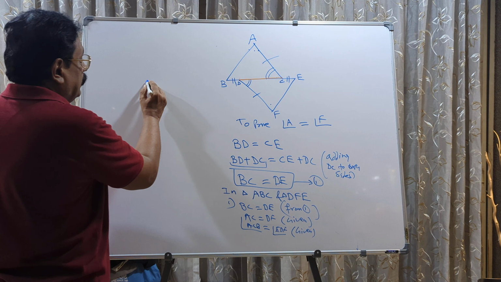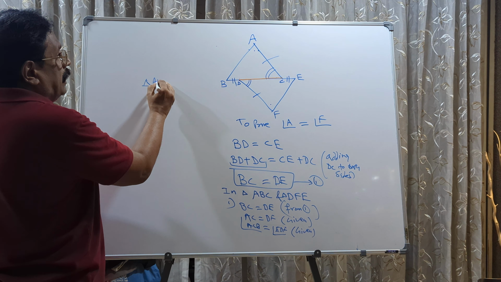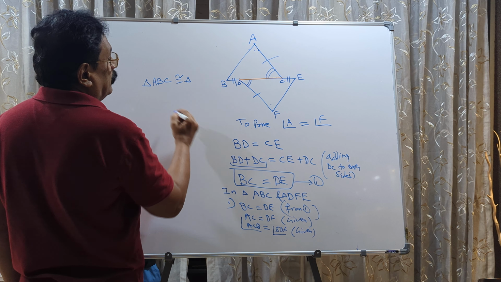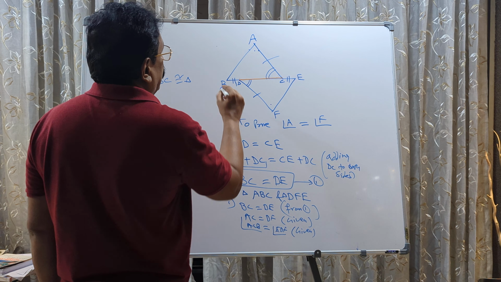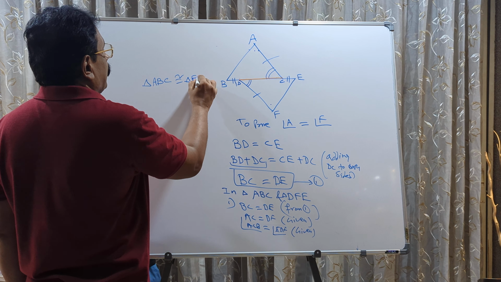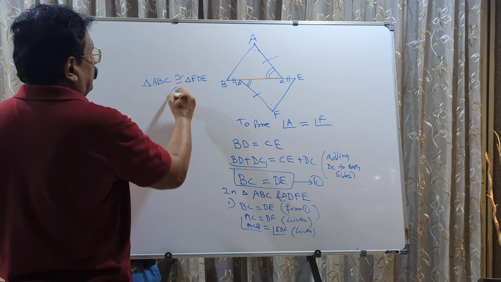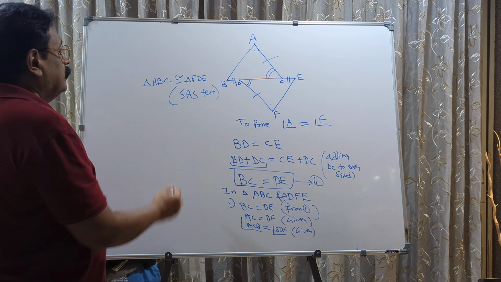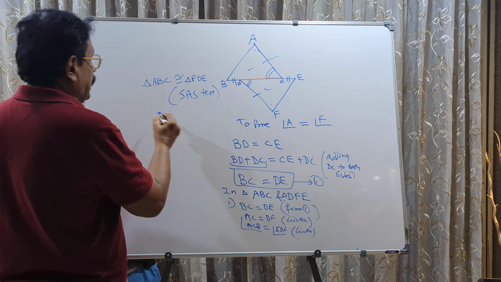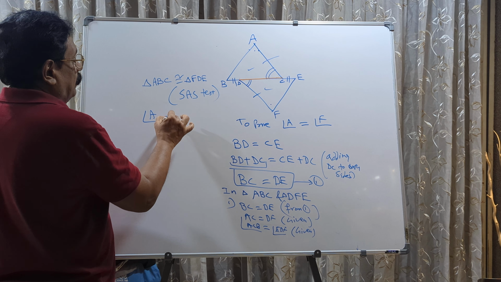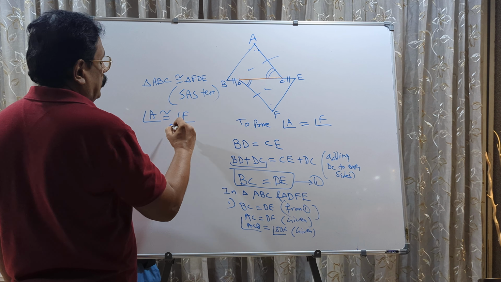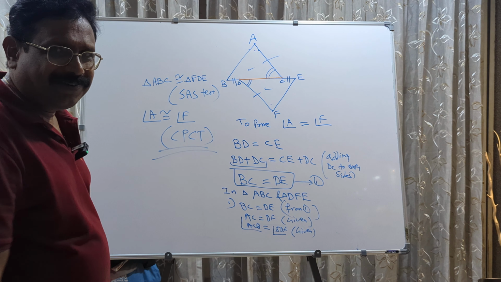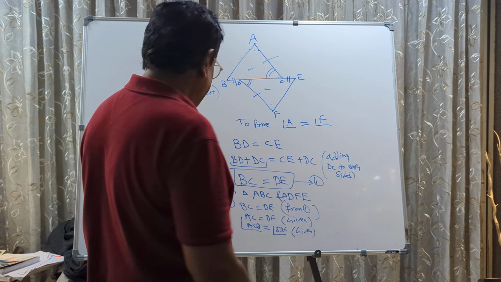I am writing here. Okay, so triangle ABC is congruent to triangle FDE. Okay, which test? SAS test or SAS axiom. Now since these two triangles are congruent, I can say angle A is congruent to angle F, reason being corresponding parts of congruent triangles, hence proved. Okay, I proved it. That's all.